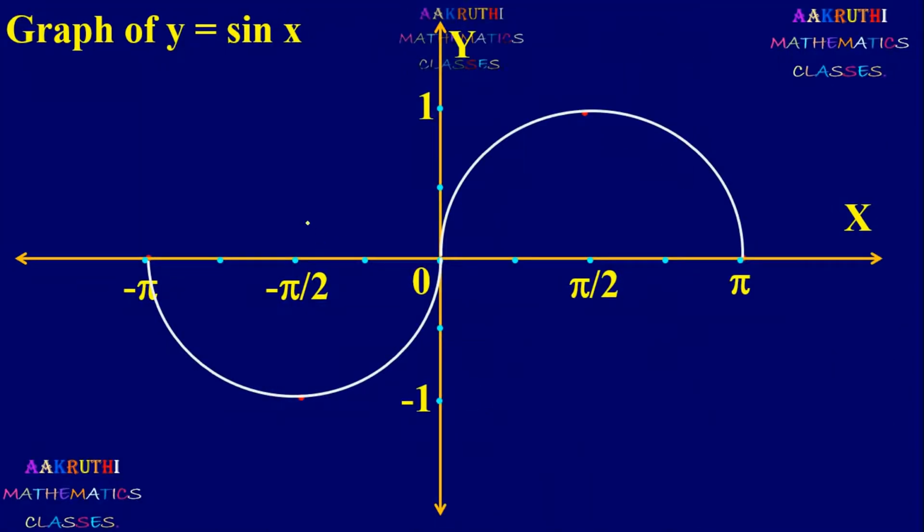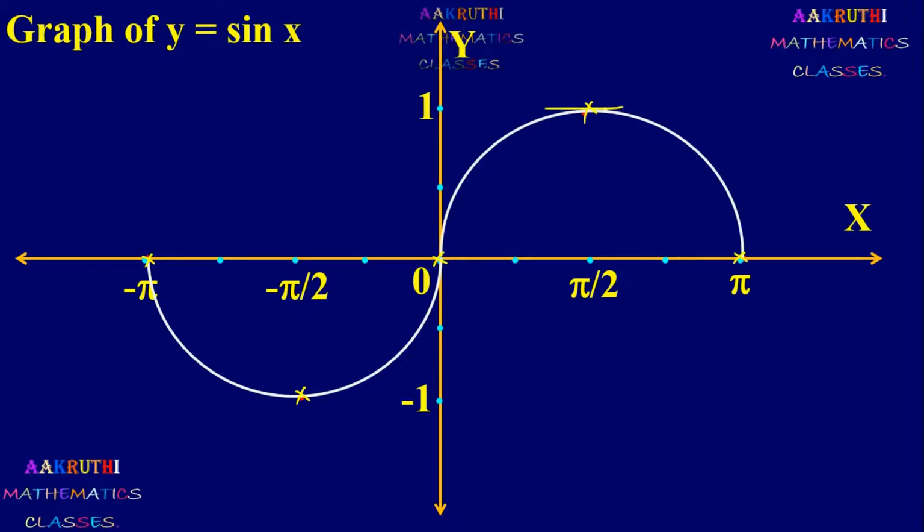So first one is the graph of sine x. So we see the graph of y equal to sine x. We know that sine 0 is 0, sine 90 is 1 and sine 180 is 0. Also sine minus 90 is minus 1 and sine of minus 180 is 0. When we draw all these points, we get a graph like this. So this is the graph of y equal to sine x.